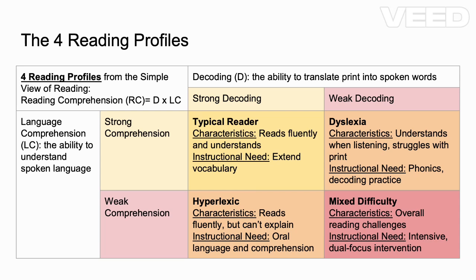And lastly, there's the possibility of weak comprehension and weak decoding. This is the profile of a student experiencing mixed difficulty. So the characteristics are that there are overall reading challenges, and to target this, there needs to be intensive dual focus intervention.